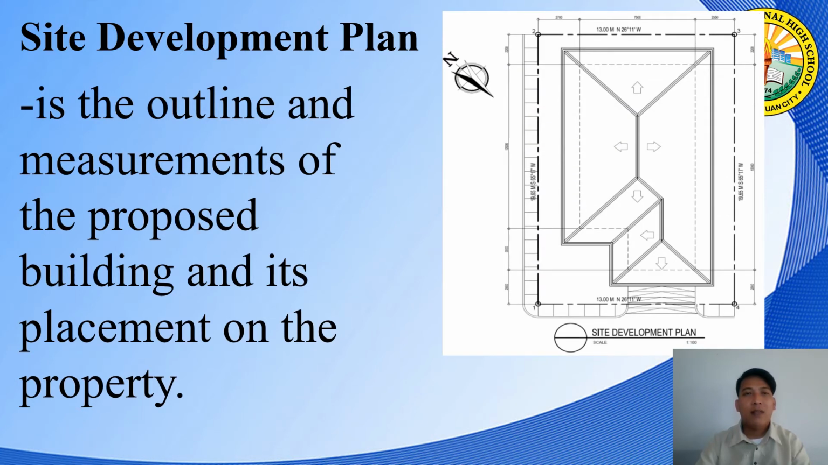Site development plan is the outline and measurement of the proposed building and its placement on the property. This shows the position and the location of the building with property line, setbacks, approaches, grade contours, landscape, and other pertinent data in relation to the site. The site development plan is drawn using a scale not smaller than 1:100 meters, so the other features found in the plan will not be greatly affected.